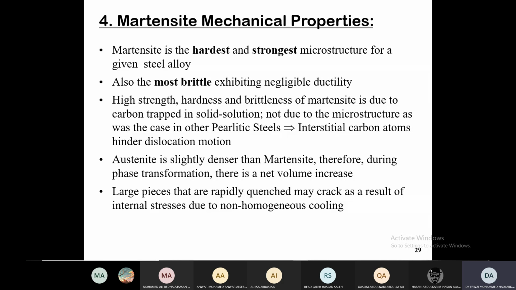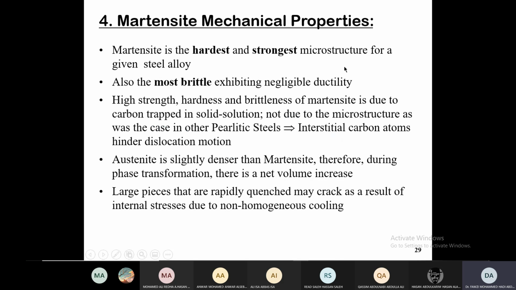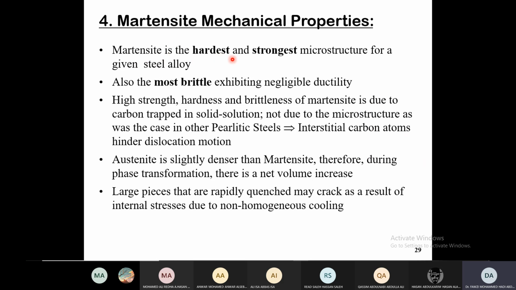So we dealt with the different phases so far. Last time we talked about bainite, as it exhibits a desirable combination of strength and ductility. Today will be the last phase we are going to deal with, which is the martensite phase. Martensite is the hardest and strongest microstructure for a given steel alloy. It is the most brittle phase of steel. It exhibits nearly negligible ductility, negligible plastic deformation.